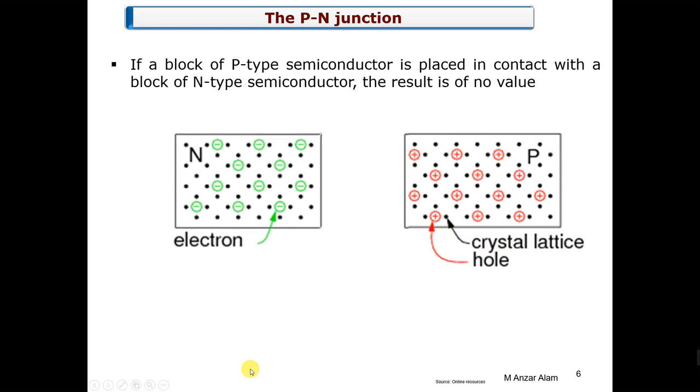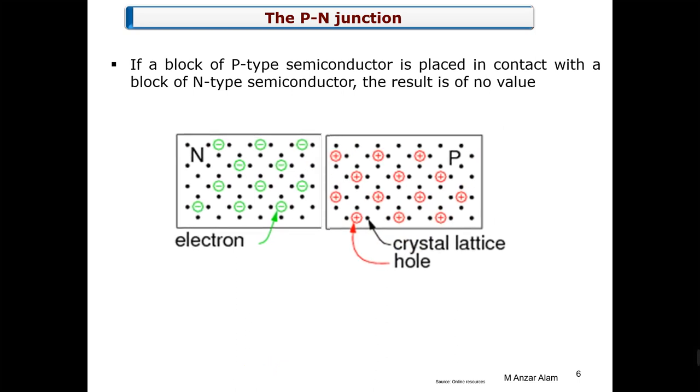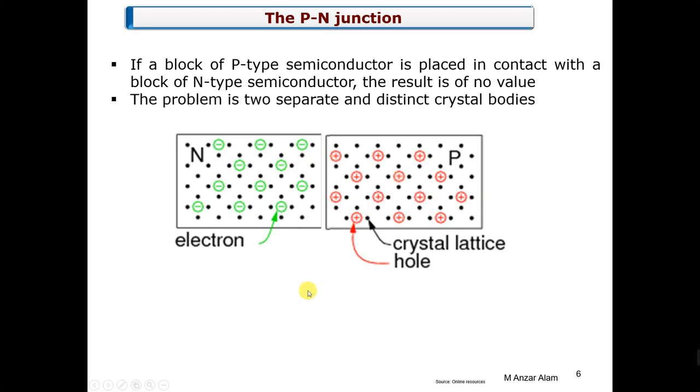If we bring these two blocks together, still it is not going to be useful, because there is no contact on the atom level between the two. So again, it's not useful. The problem is two separate and distinct crystals. These are two separate and distinct crystal bodies, so there is no use. Why do we say no use? Because the electrons and the holes cannot migrate, cannot move from one block to another block.